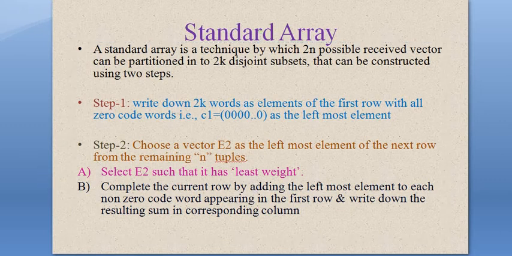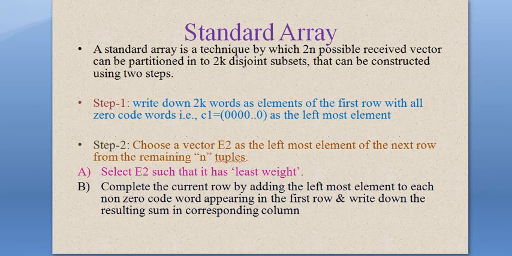Okay, so what is a standard array? It is mainly used in error control coding, for detecting as well as correcting the errors in a particular code. It is a technique in which the 2 to the power of n possible received code vectors are partitioned into 2 to the power of k disjoint subsets, and they are constructed using these two steps.